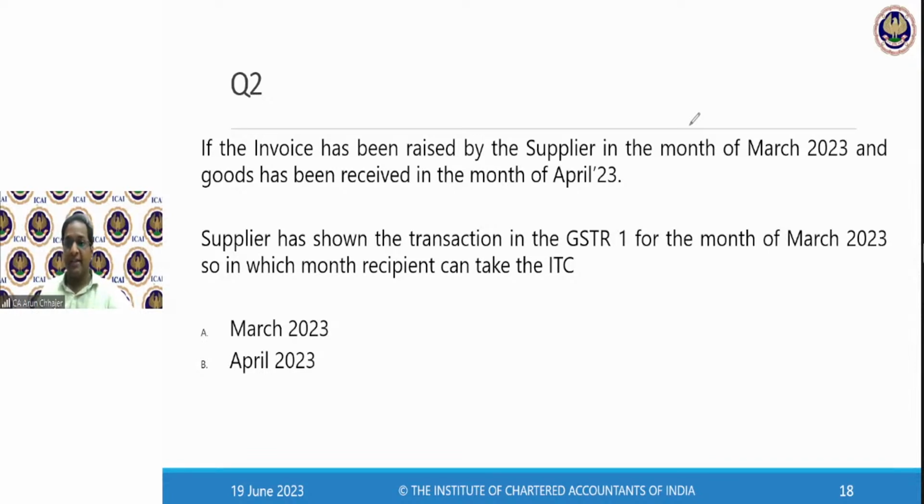Now your second part is correct, because the recipient is not getting the invoice. Again, the word is incorrect. The recipient is getting goods in April. Therefore, the recipient can take the ITC in April. Is it fine, if I correct like this? Is there any problem? I am correcting. Is it okay?